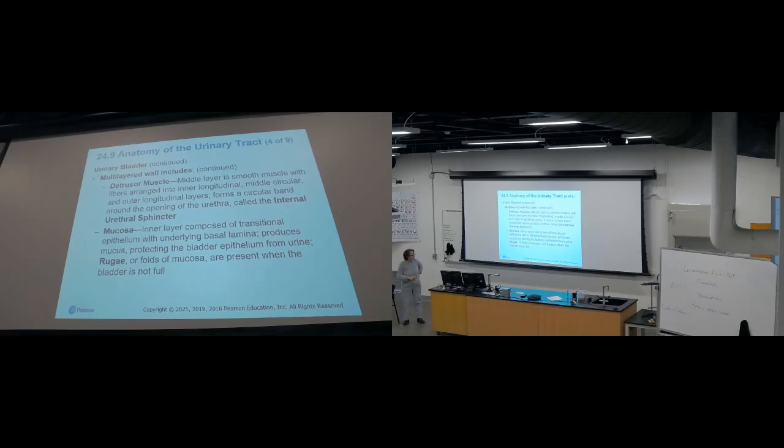And the urinary bladder, when it's empty, has folds of the mucosa called rugae, just like the ones that we have in the stomach. So these rugae disappear when the urinary bladder is full. So think about the state of the rugae of your urinary bladder right now. Do you have them or you don't have them?